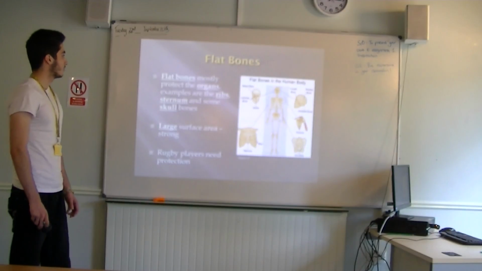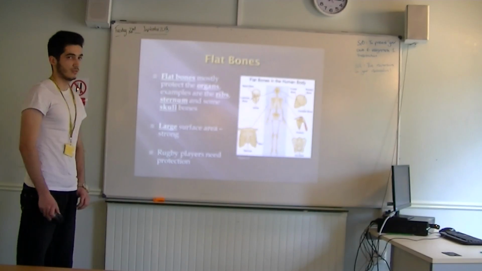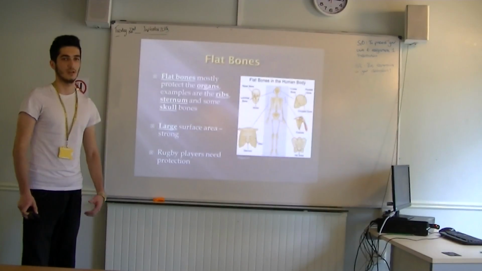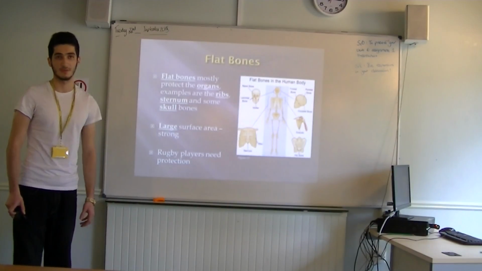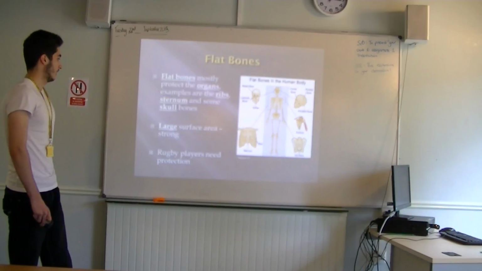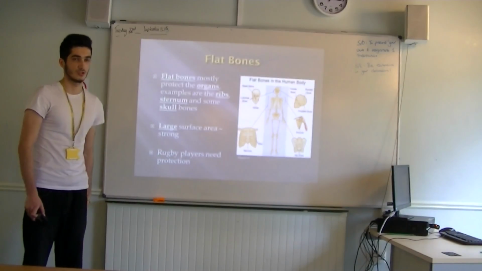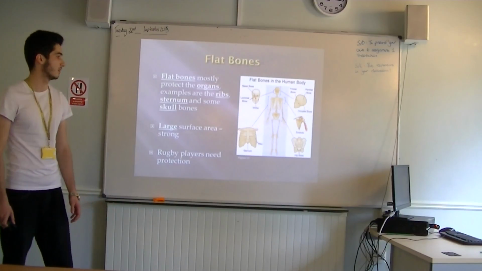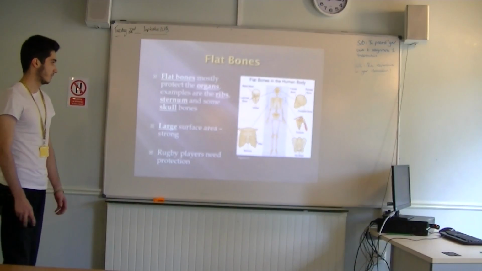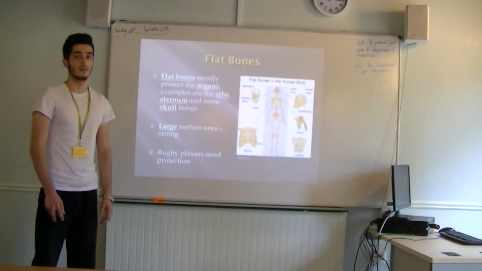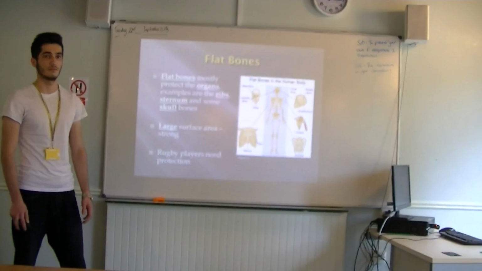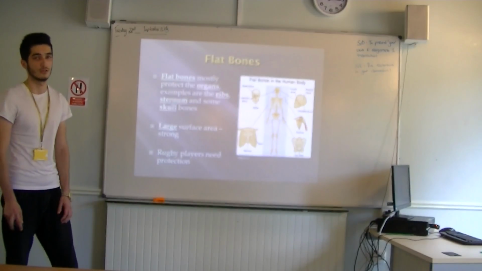Flat bones mostly protect the organs. Examples are the ribs, which protect the lungs and the heart, and the sternum, which has the job of protecting the heart. It has a large surface area, which makes it stronger, and hence why it protects the organs. Without these bones, the rugby player would be much more vulnerable to damage, and rugby would technically not be a sport.